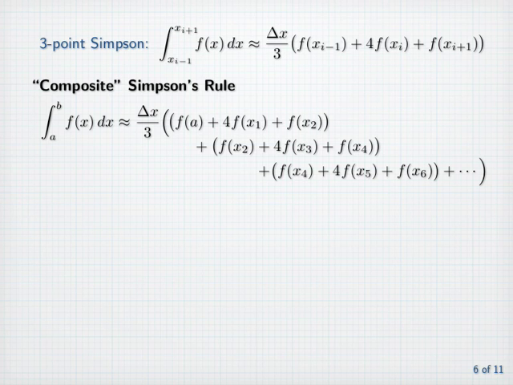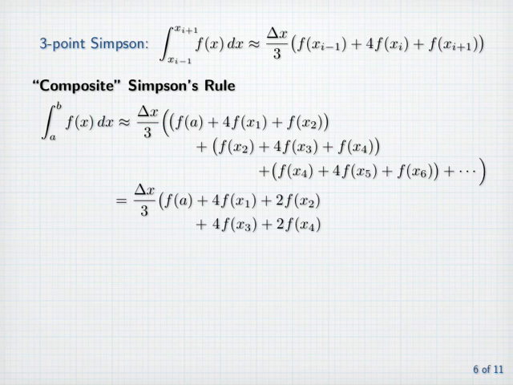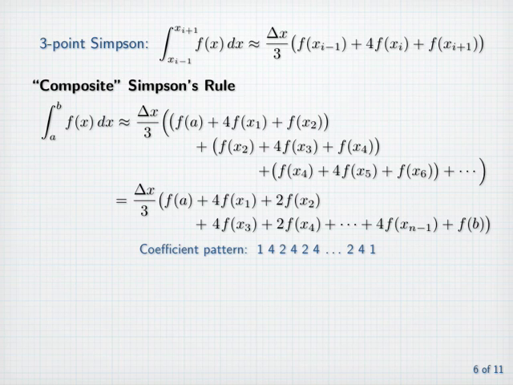Notice that with the exception of f of a and f of b, all of the terms here which look like f of xi where i is even appear twice in the sum. So we can rewrite this as delta x over 3 times f of a plus 4 times f of x1 plus 2 times f of x2 plus 4 times f of x3 plus 2 times f of x4, and so forth until we get to 4 times f of x n minus 1 plus f of b. So what we have here is a coefficient pattern that looks like 1, 4, 2, 4, 2, 4, repeating until we get to 2, 4, 1 at the other end.